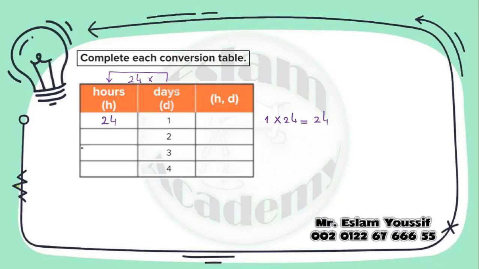So we write 24. Now to write the ordered pair, be careful, because we start with hours. The number of hours will be 24. And the number of days will be 1. So it will be 24 and 1.